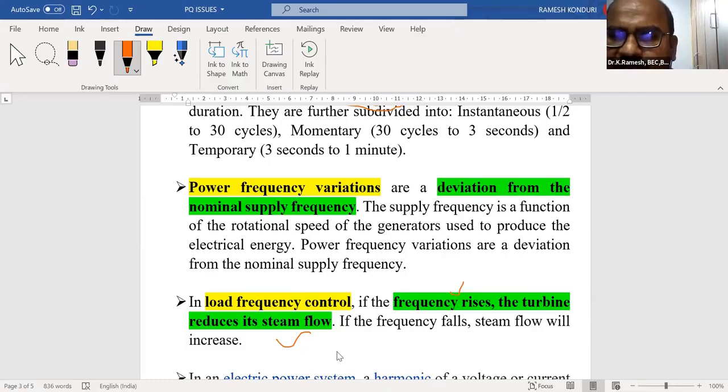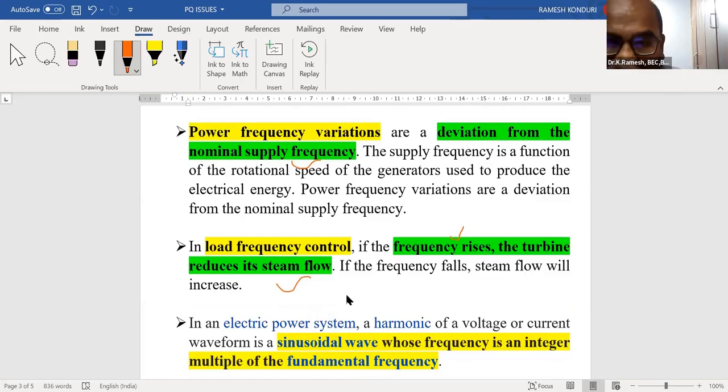So frequency variation is nothing but a deviation from the nominal supply frequency. These deviations can be tolerated up to say 0.05. 49.95 to 50.05 is allowed. If it is beyond that, there are other problems associated.